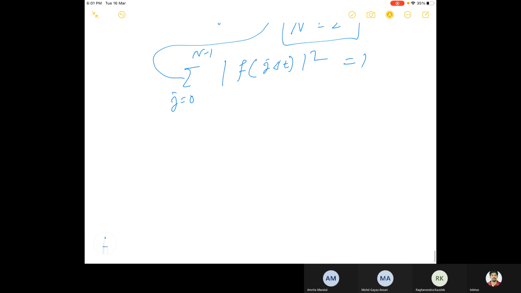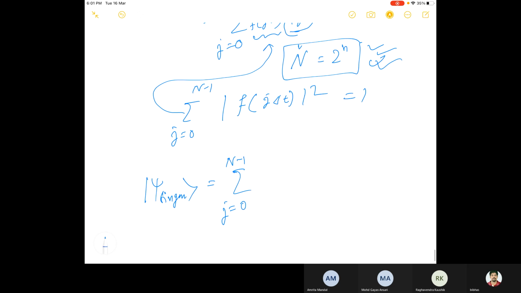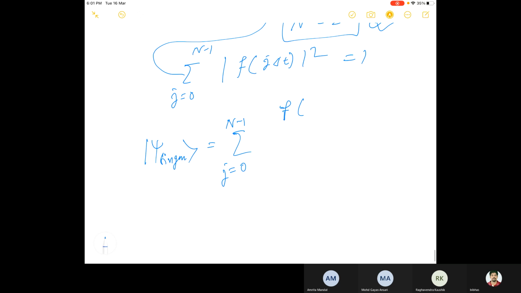So my actually required signal, or the input, or the representation of the quantum state corresponding to those values, is nothing but the sum over j equal to 0 to capital N minus 1, where capital N is 2 to the power n, of f of j delta t divided by the square root of the sum over L equal to 0 to N minus 1 of f of L delta t squared, times the basis state j. Now this is a quantum state.